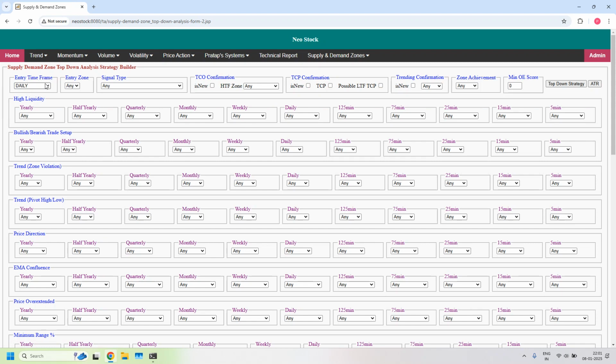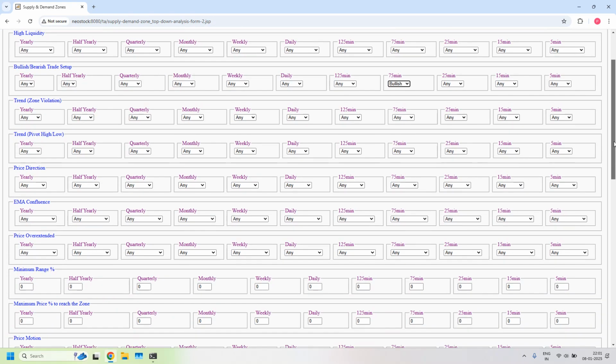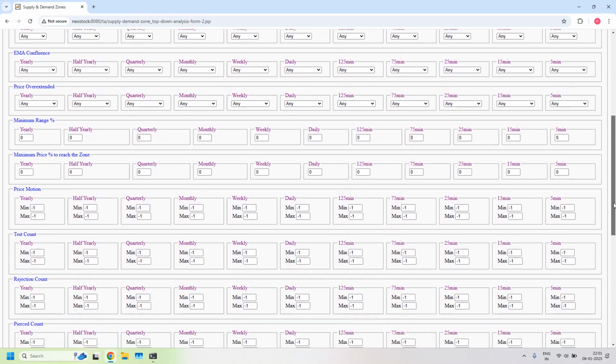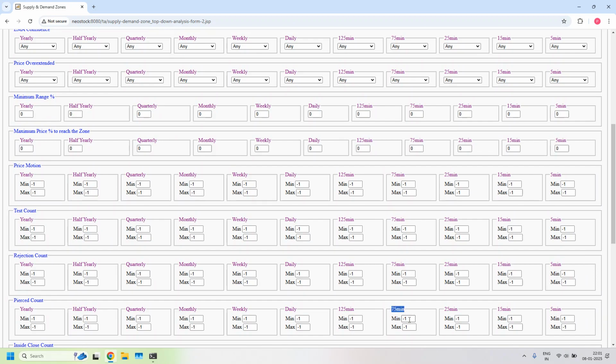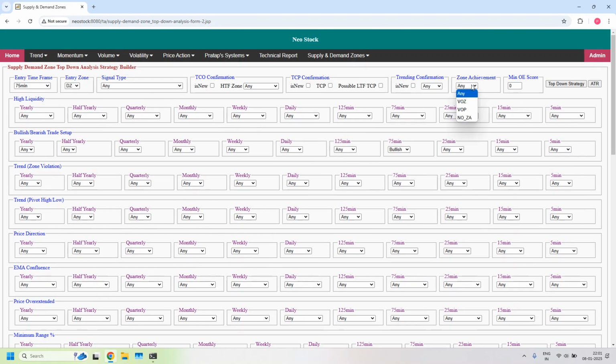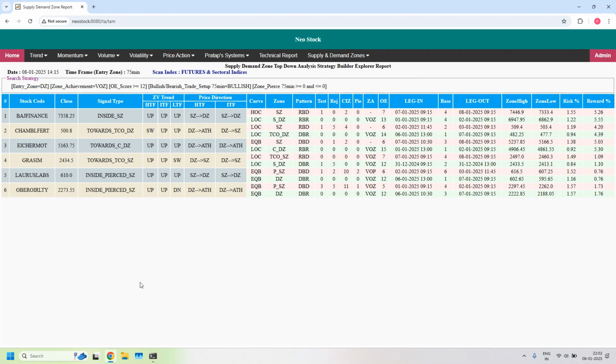Next, bullish trade setup for monthly income trade, entry time frame 75 minutes, entry zone demand zone. Bullish or bearish trade setup at 75 minutes, I am selecting bullish. These 75 minute demand zones should not be pierced. So in the pierced count at 75 minutes time frame, I am setting minimum value 0, maximum value 0. Zone achievement violated, opposing zone, minimum order enhances score 12. All 3 filters are applied to the 75 minute demand zone. We got 6 stocks.